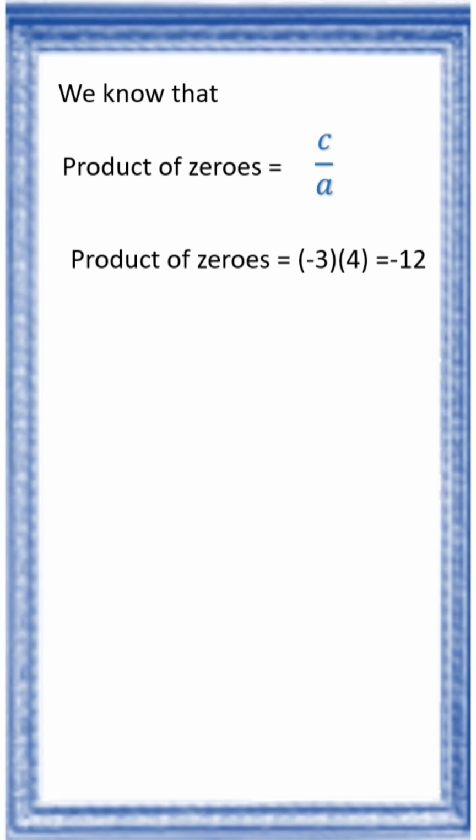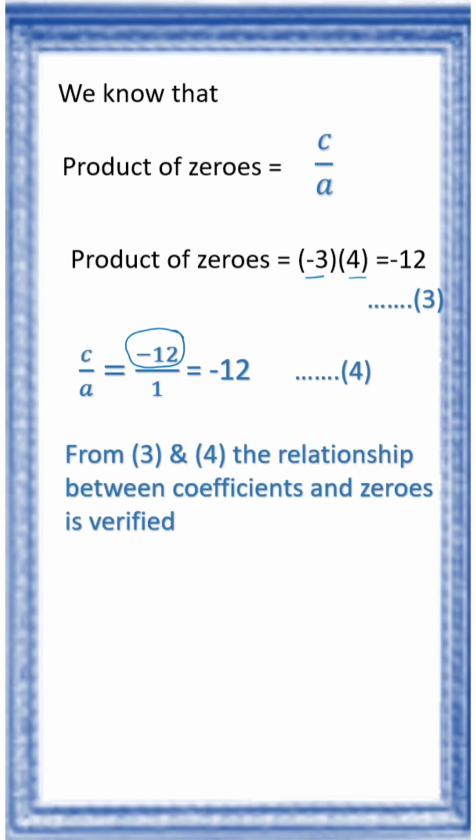We know that product of the zeros is c by a. Product of the zeros, alpha is negative 3, beta is 4. 4 into negative 3 is negative 12. C by a, here c is negative 12, a is 1, that is equal to negative 12. Let this be equation number 3, this be equation number 4. From 3 and 4, the relationship between the coefficients and zeros is verified.